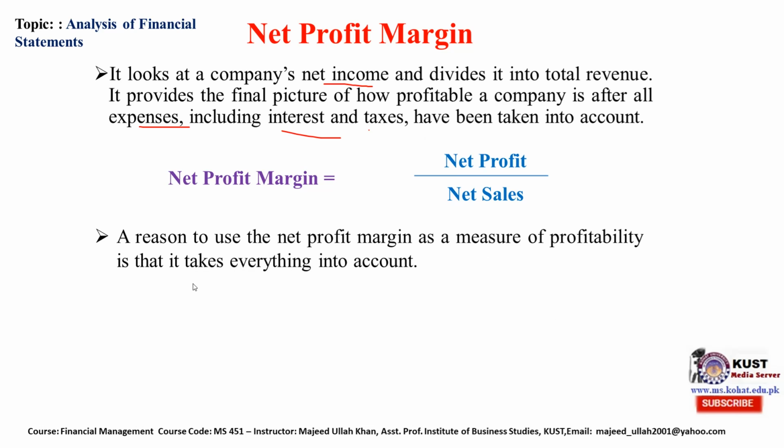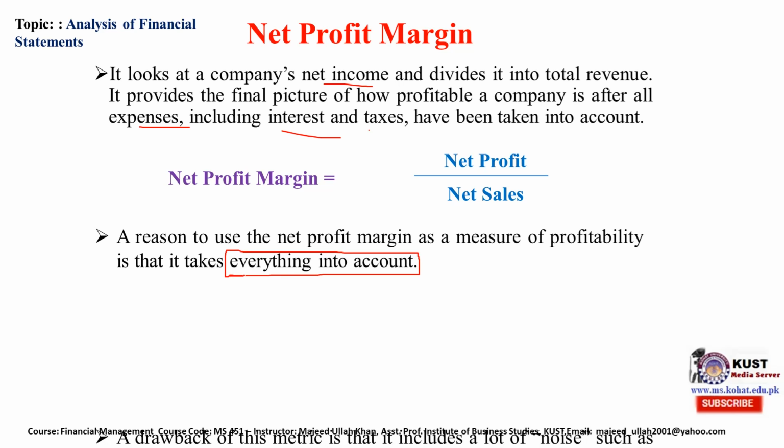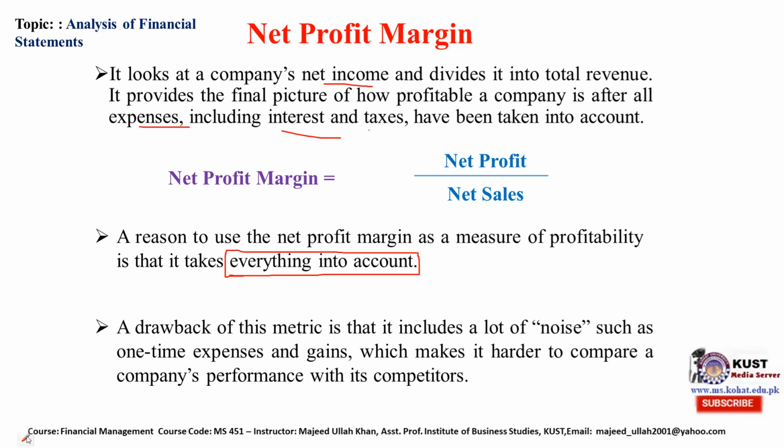A reason to use net profit margin is to measure profitability. It takes everything into account. This is what is left for the common shareholders. What are the drawbacks in this financial calculation? It includes a lot of noise. Noise means those things which may be one time in this year.